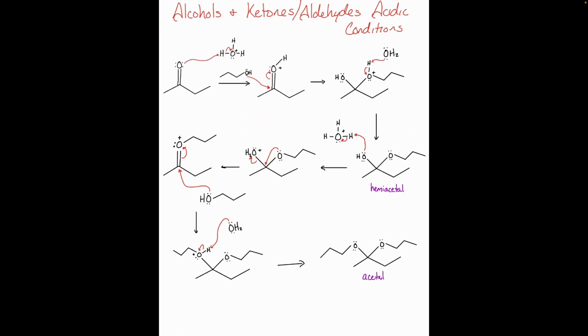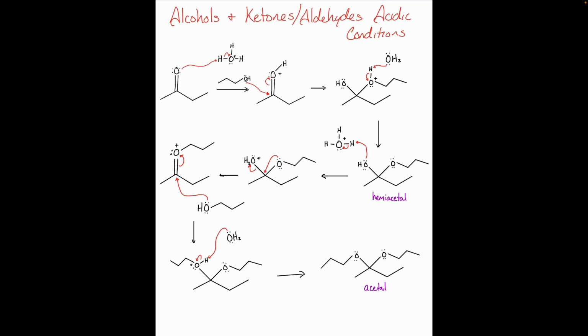Okay, so if you have an aldehyde or ketone under acidic conditions in the presence of an alcohol, you're going to get what we expect, that first round of reaction, forming what we call a hemiacetal. But then it's going to keep on going. You're going to have one more addition of an alcohol molecule, forming what's called an acetal.